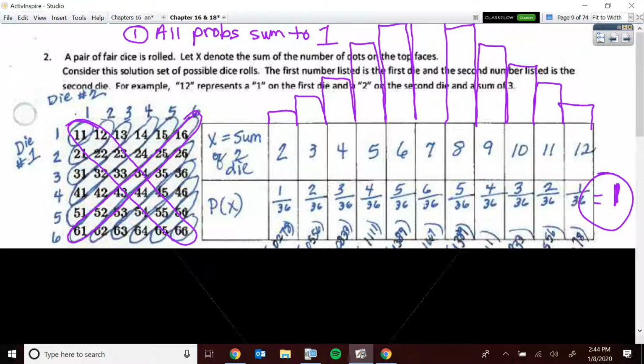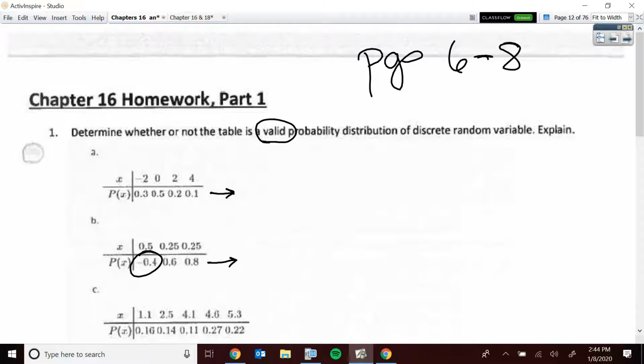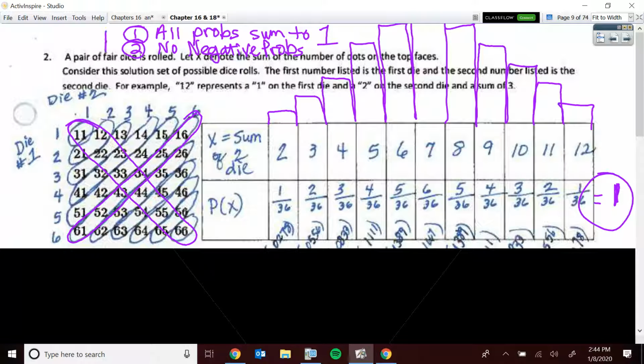Every single possibility. The other thing, and this seems obvious, but I just wanted to state it: can you have a negative probability? No, you cannot. So no negative probabilities. Therefore, when we go on to the assignment on our homework shortly, pages 6 through 8, to see if you have a valid probability distribution, you should be looking for these 2 situations: that all the probabilities sum to 1 and that you do not have negative probabilities. Okay. All right. Very good.